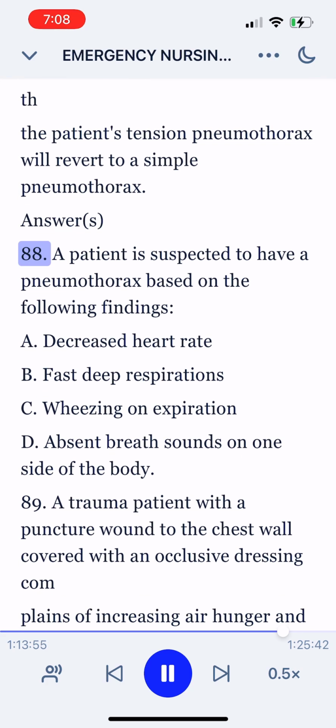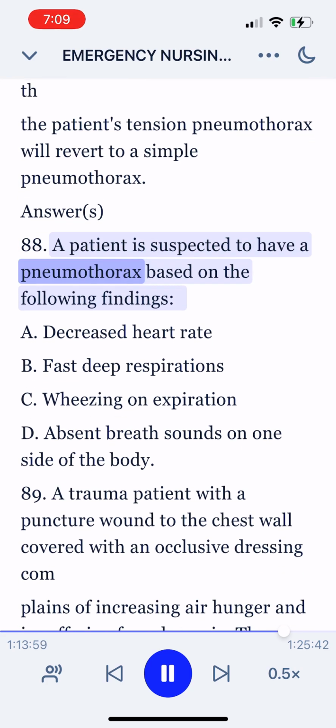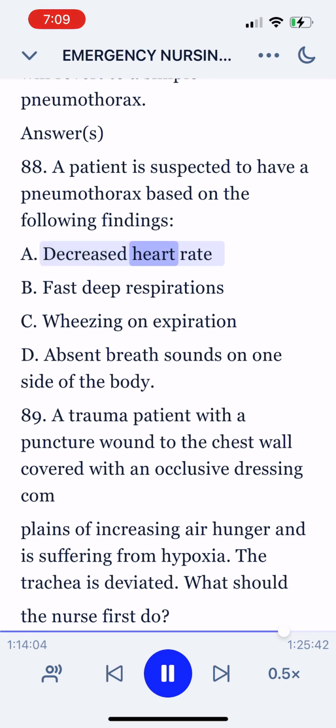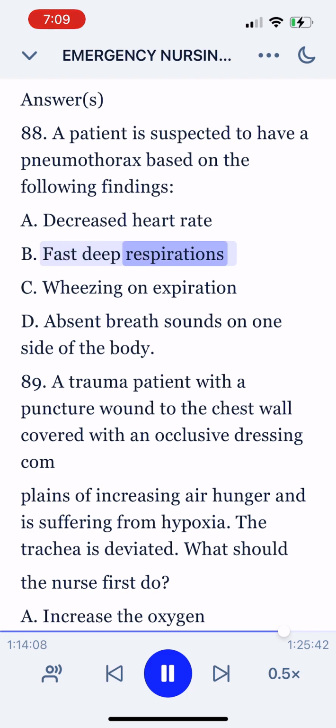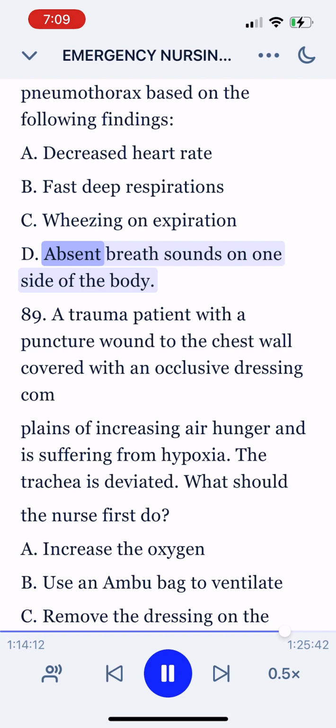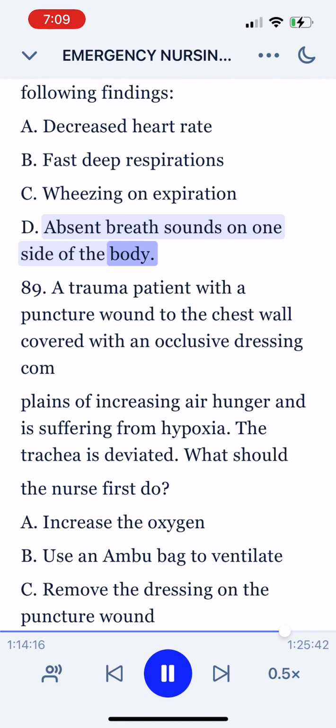88. A patient is suspected to have a pneumothorax based on the following findings: A. Decreased heart rate. B. Fast deep respirations. C. Wheezing on expiration. D. Absent breath sounds on one side of the body.